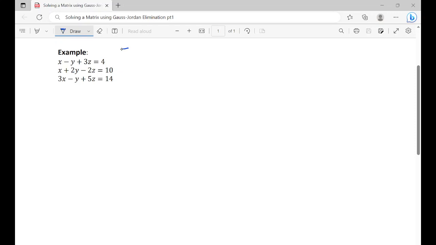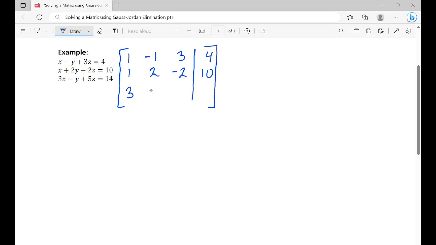So step 1, put it into a matrix. I'm going to put the first equation in as the first row. So 1, -1, 3, 4. Then the second equation is going to be the second row: 1, 2, -2, 10. And the third one is going to be the third row: 3, -1, 5, and 14.